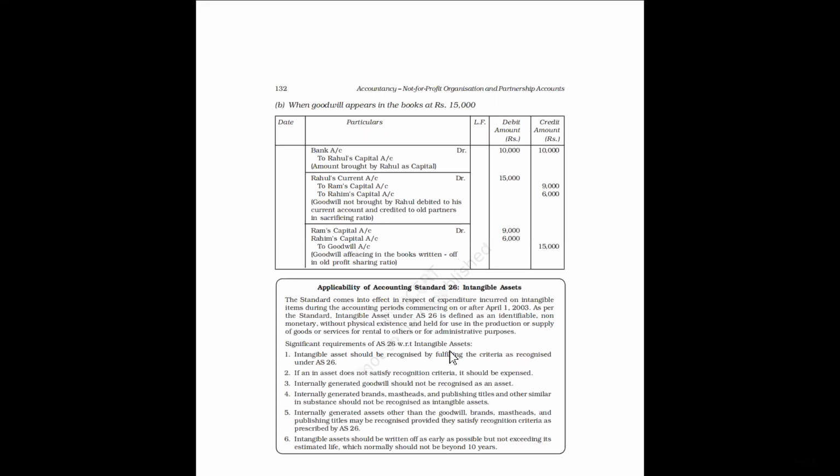When the goodwill appears in the books at rupees 15,000, bank account debit to Rahul's capital 10,000. Then Rahul's current account debit to Ram's capital account, Rahim's capital account. So half of it, yes, when the goodwill appears in the books at rupees 15,000.